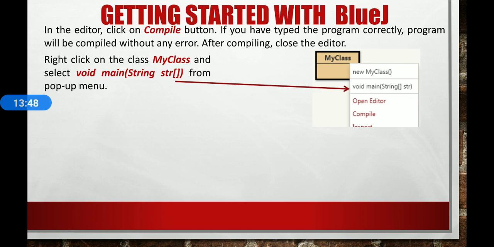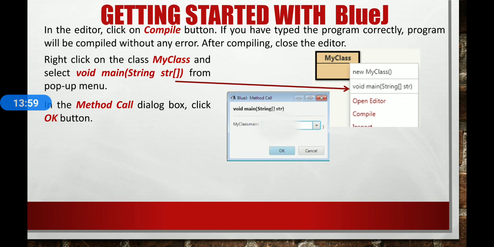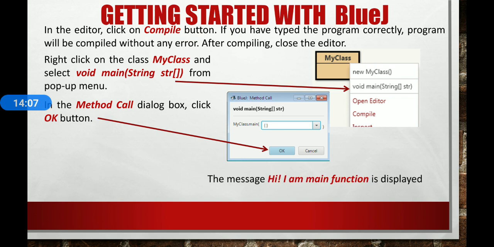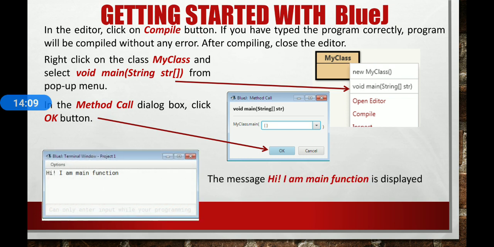Right click on the class, my class, and select void main from the pop-up menu. In the method call dialog box, click the OK button. What did you observe? The message, "Hi, I am main function," is displayed.